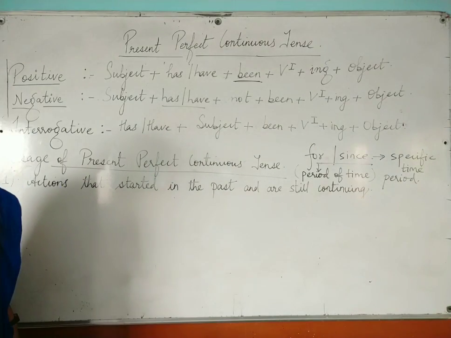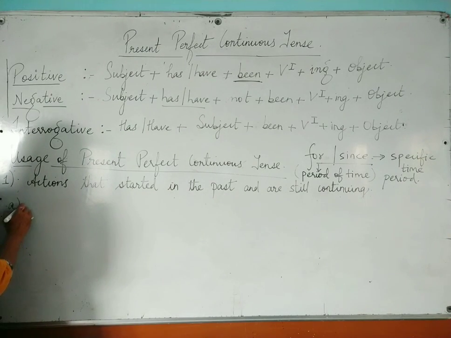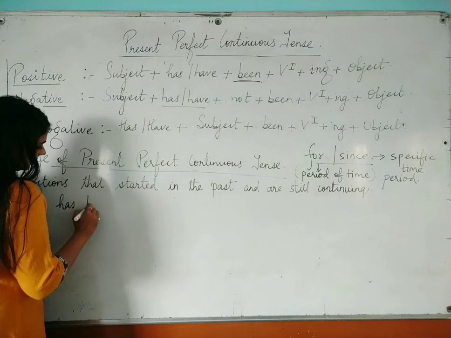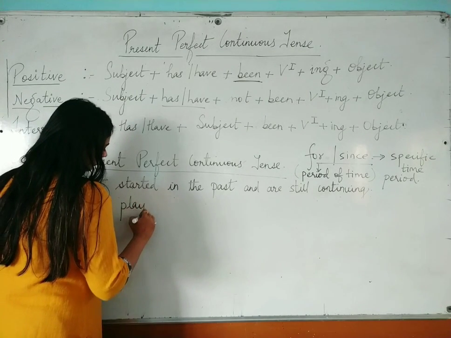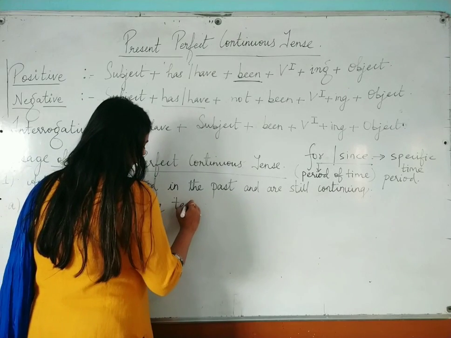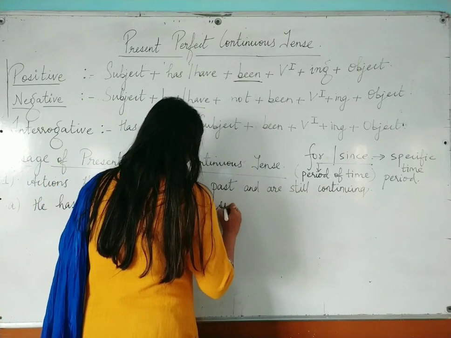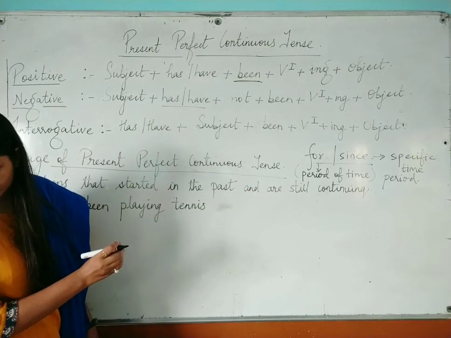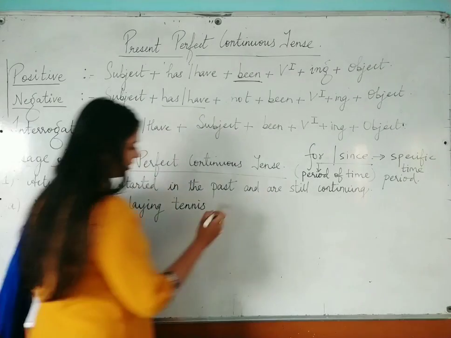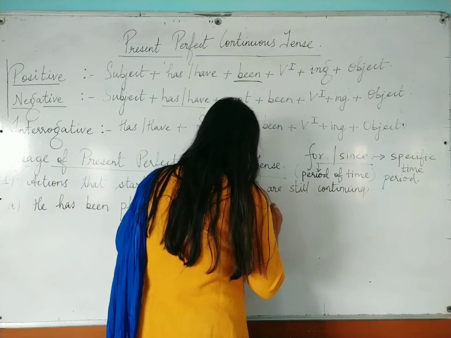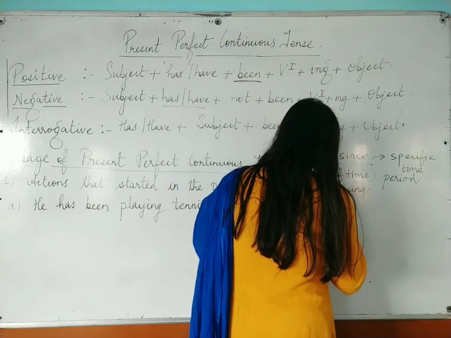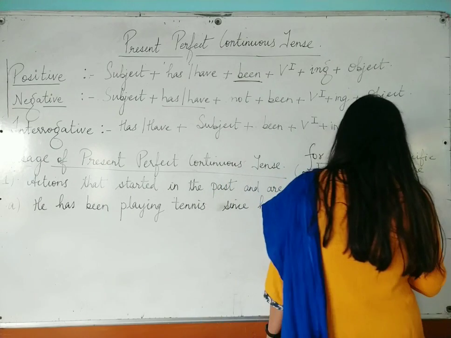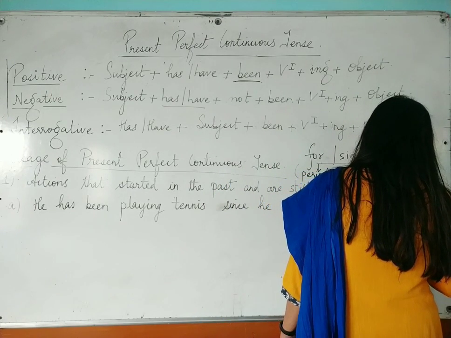Okay. So another example of this present perfect continuous tense is that he has been playing tennis since he was a child. Yes. Since he was a child, or for 20 years.